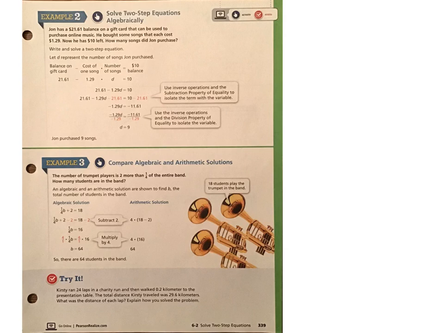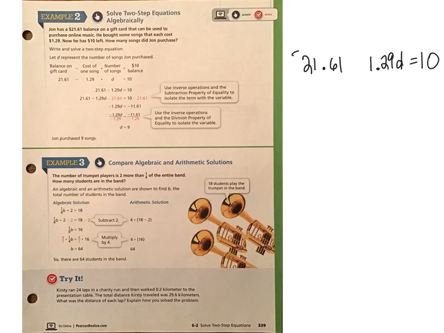And let's take a look at this equation. It says John has a $21.61 balance on a gift card that can be used to purchase online music. He bought some songs that each cost $1.29. So the songs were $1.29 each. And it says he bought D songs. Okay. And it says he now has $10 left.